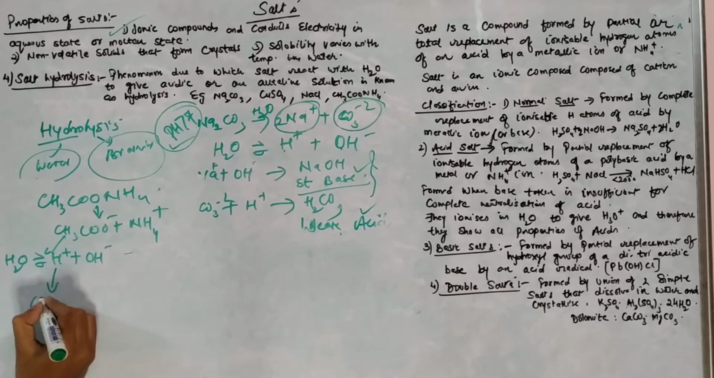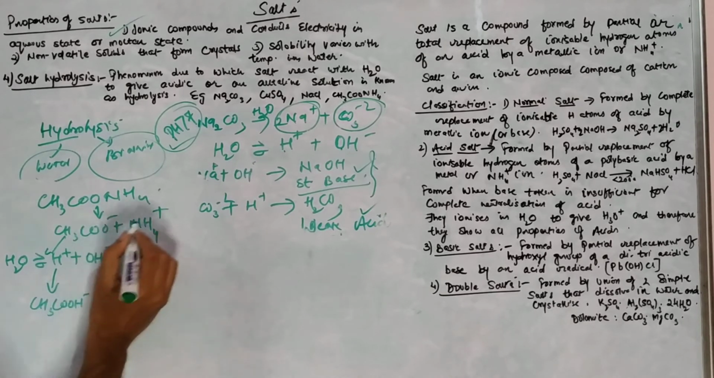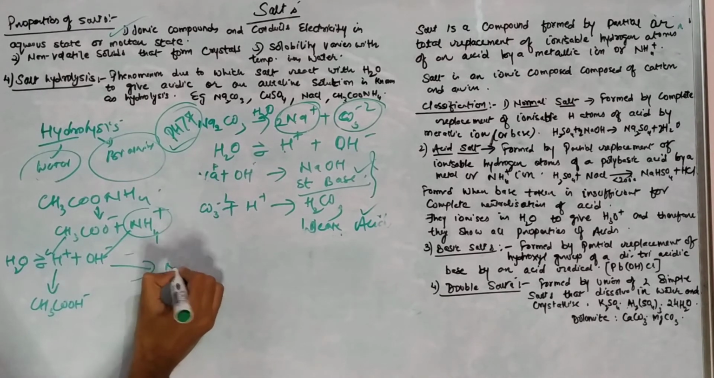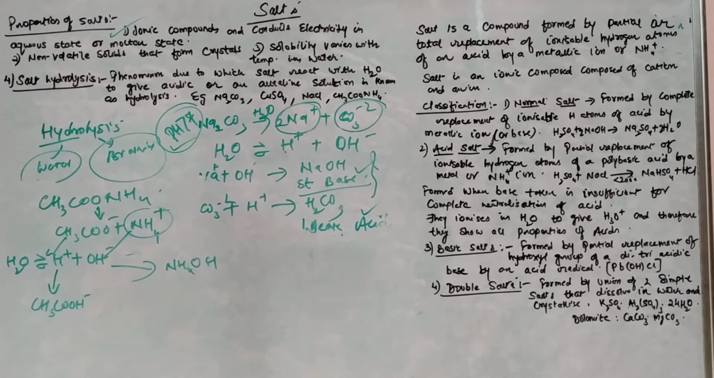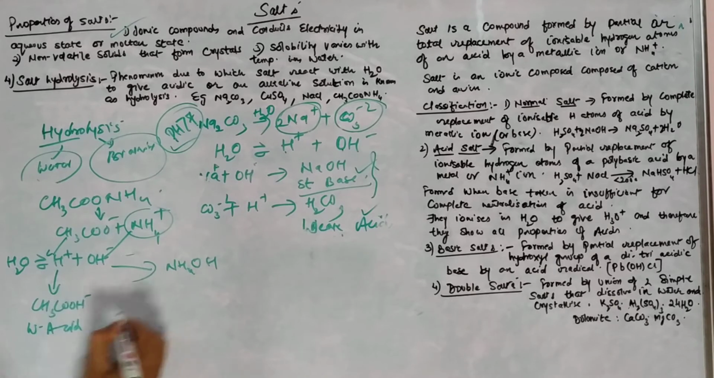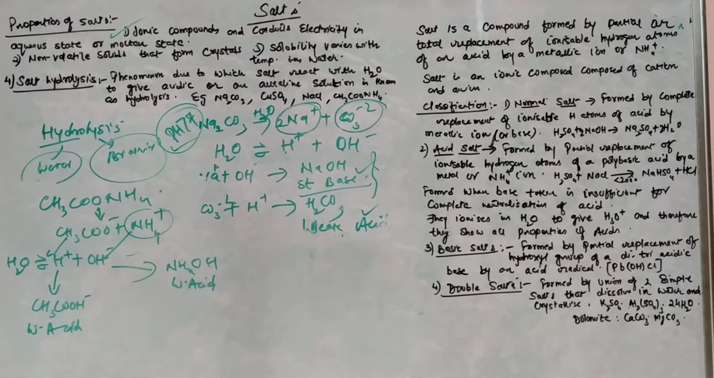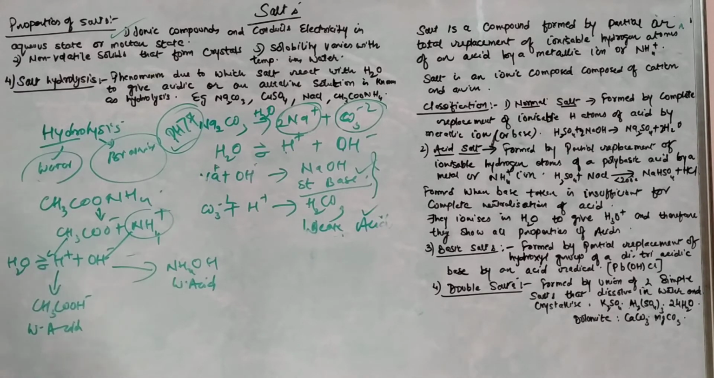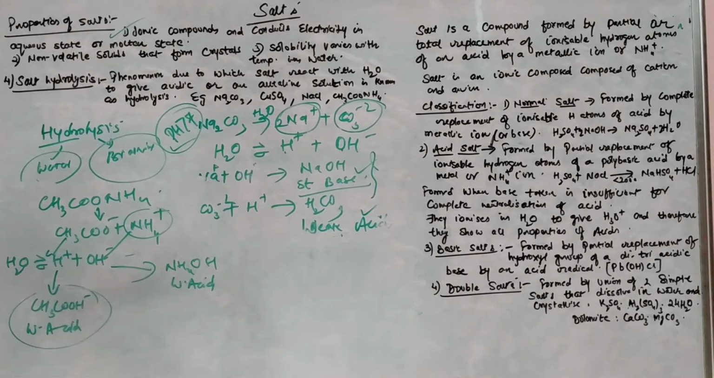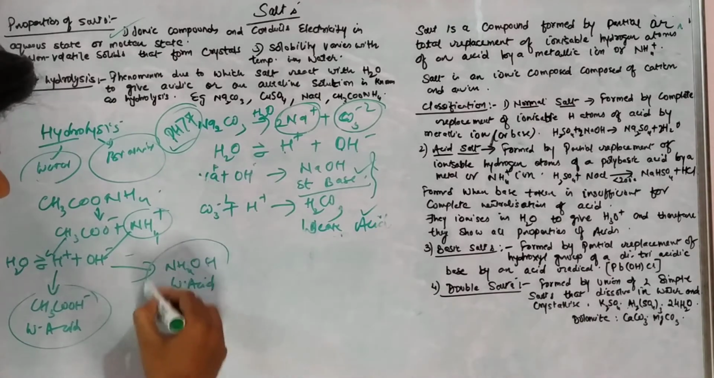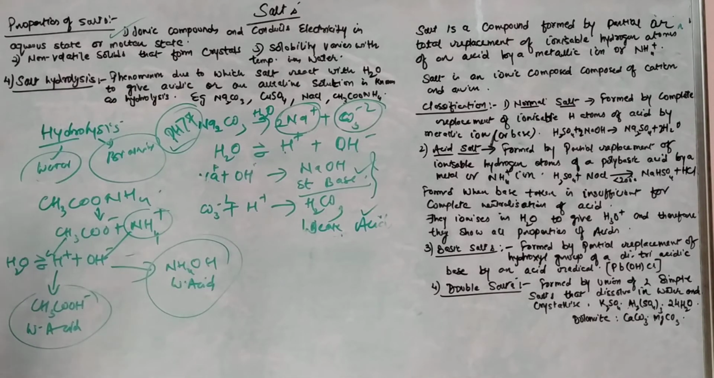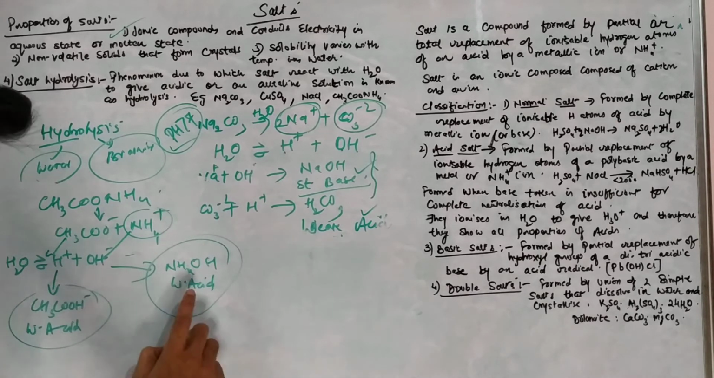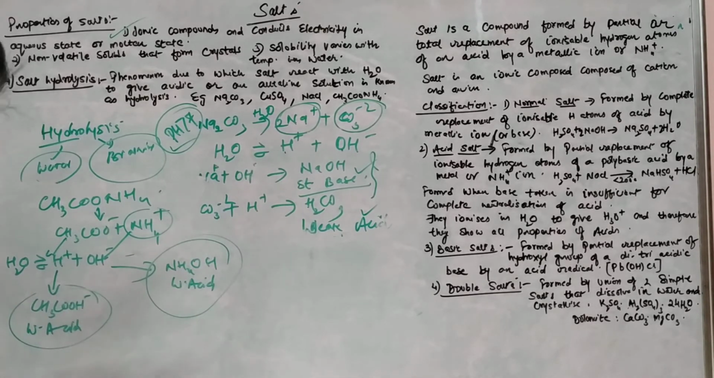It will form a weak acid, acetic acid, and ammonium hydroxide, which is a weak base. So, a weak acid and a weak base. Now the nature of the solution, whether it would be acidic or basic, depends upon the ionization of either of these. If it contains more hydrogen ions, then it will act as an acidic solution. If the base ionizes more, then it would act as a basic solution.